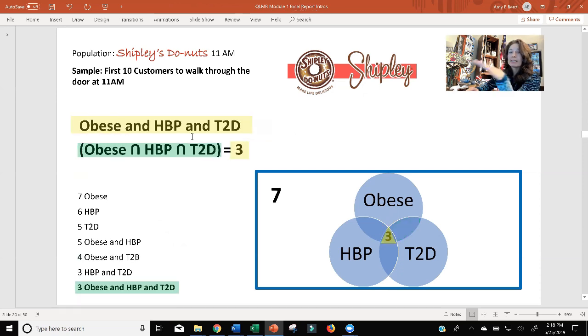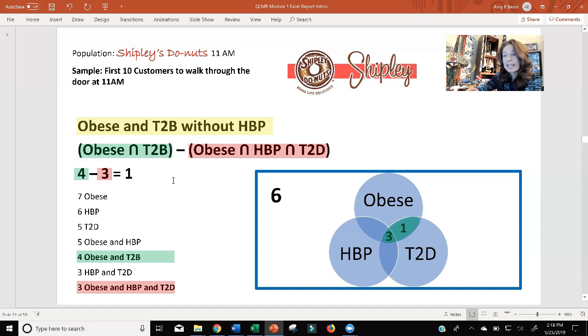I just want to go back to this slide right here because I used some notation you hadn't seen yet. When I say that we're looking for obese and high blood pressure and type 2 diabetes, please notice that I used this upside down horseshoe to notate the word "and" when I'm talking about these sets and subsets. So you're going to see this right here. This means that a person has obesity and high blood pressure and type 2 diabetes. So we're going to be using this notation throughout the scenario. And again, in that case, we had 3 of them.